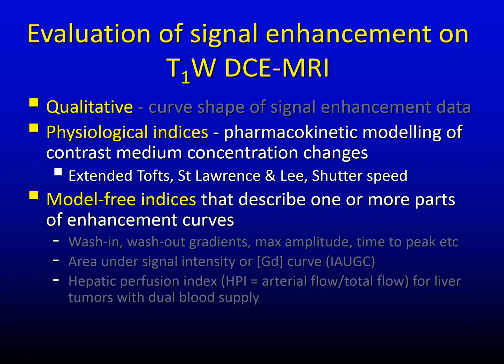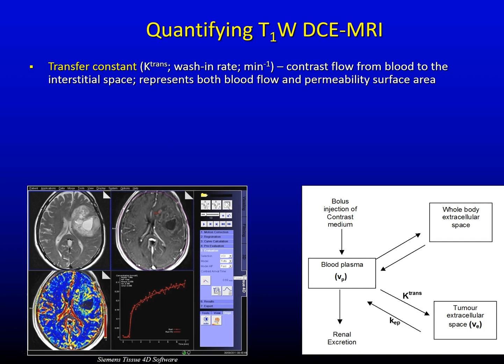Okay, so let's continue with indices that you can obtain from time signal intensity enhancement curves. It's possible to obtain physiological indices using pharmacokinetic modeling of the concentration changes, and there are a number of models that can be used. The extended Tofts is probably the most common, but there are others. The shutter speed model seems to be quite popular nowadays. Or it's possible to use model-free indices that describe one or more parts of enhancement curves.